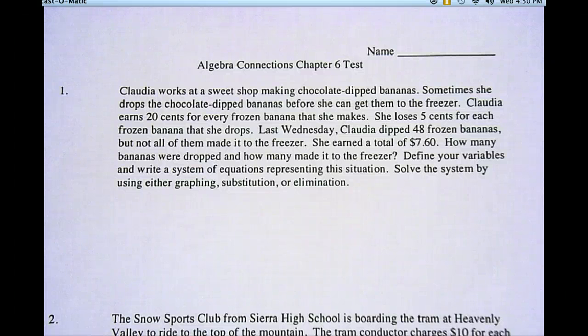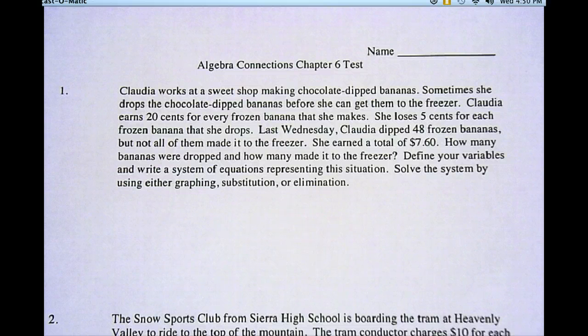Okay, Oak Rovers, this is a video that's going to help you solve systems of equations when they're word problems. These examples come from Algebra Connections Chapter 6 practice test that I gave. And the first problem follows.